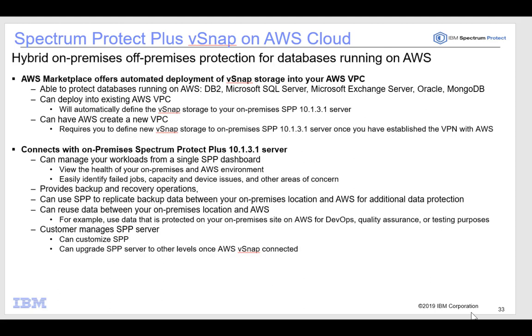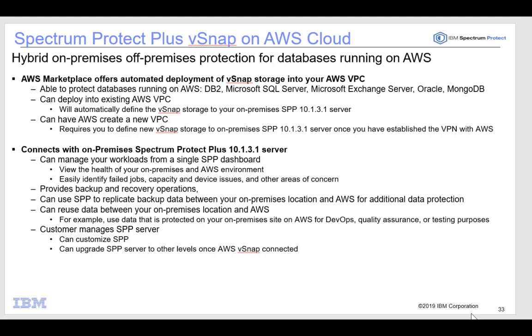By having a vSnap in the AWS Virtual Private Cloud, Spectrum Protect Plus is able to protect the databases running on AWS: DB2, Microsoft SQL Server, Microsoft Exchange, Oracle, and MongoDB.